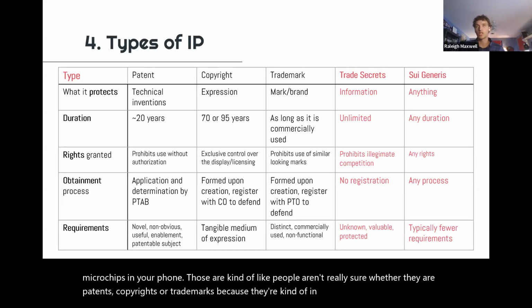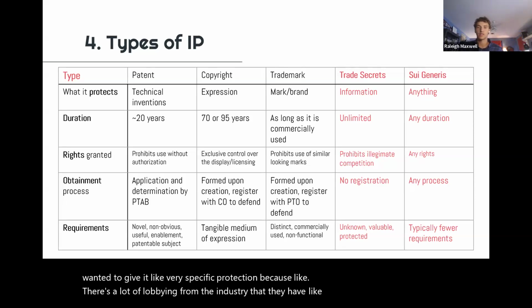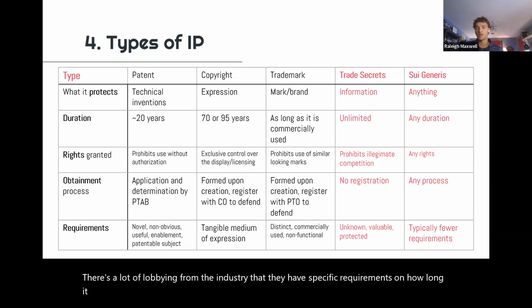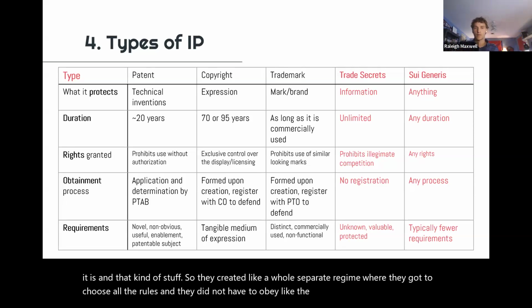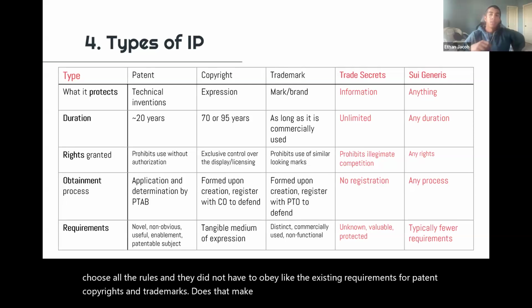And the US also wanted to give it very specific protection because there was a lot of lobbying from the industry that they have specific requirements on how long it is and that kind of stuff. So they created a whole separate regime where they got to choose all the rules and it did not have to obey the existing requirements for patent, copyrights, and trademarks. Does that make sense? Sort of, yeah.